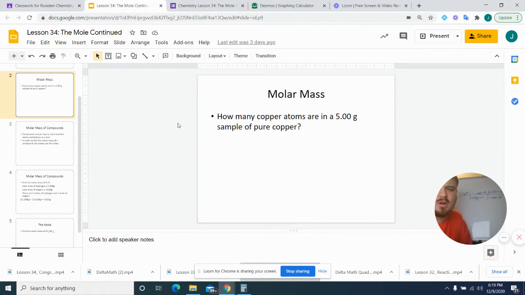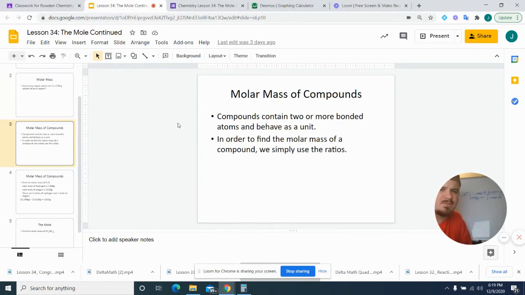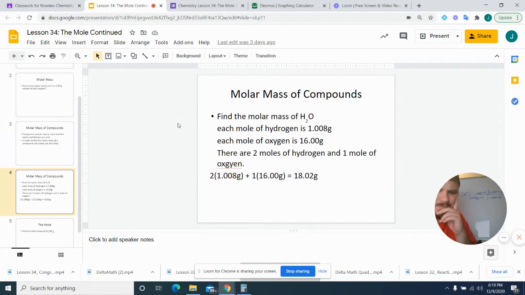Okay, so that's how we can go from mass all the way over to atoms. And then the next thing we need to understand is something called molar mass. And what you do to find molar mass, you just use the ratios.